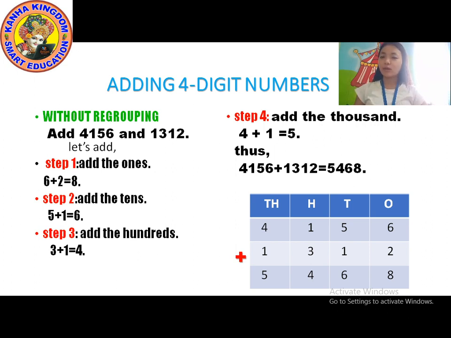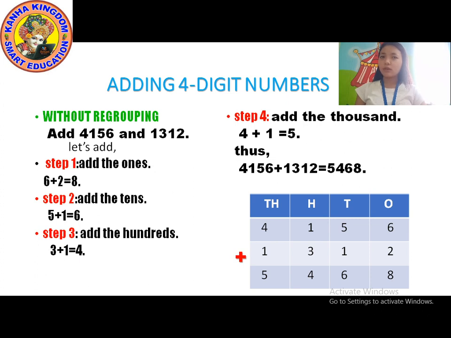We have to add the ones. That means we have to add the digits which are present in the ones place. So in the number 4156, 6 is in the ones place, and in the number 1312, 2 is in the ones place. So we have to add 6 and 2.